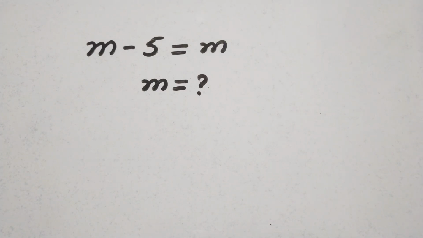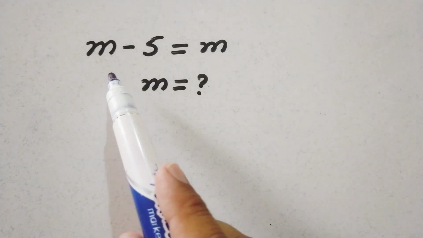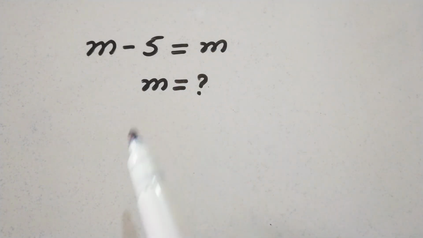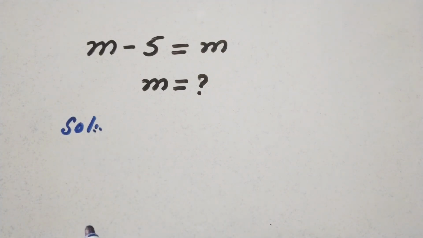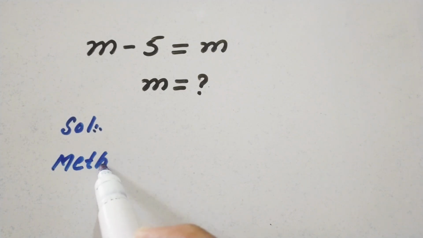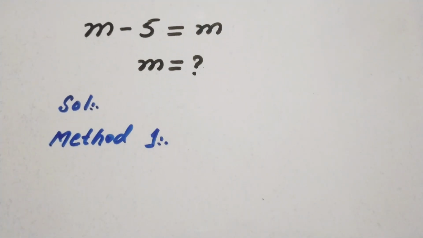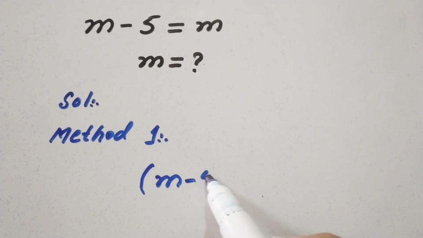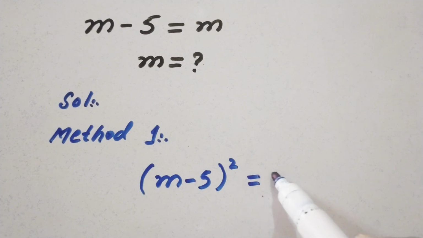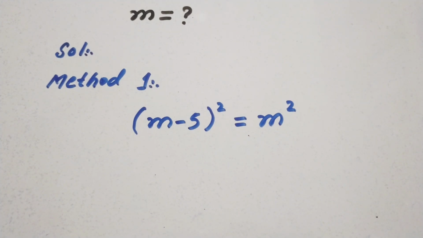Hello everyone. How to find the value of unknown variable m for such type of problems: m minus 5 is equal to m. So let's find the value of m by the first method. I will write here method 1. In method 1, squaring on both sides. So this will become m minus 5 whole squared is equal to m squared by taking squaring on both sides.